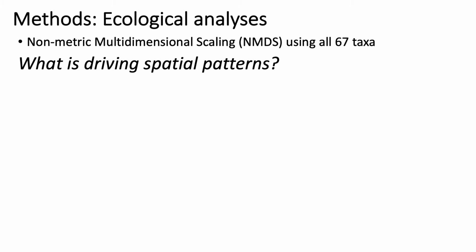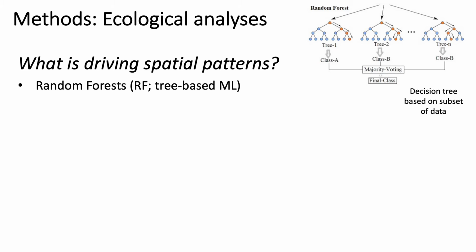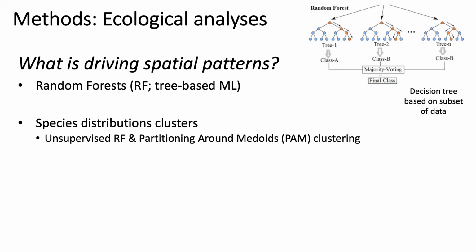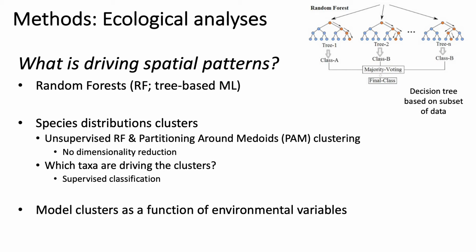Based on that, we then further investigated spatial patterns using random forests, which is a tree-based machine learning approach. Random forests is an ensemble learning method that combines many decision trees that are grown based on random subsets of the data and predictors. We used an unsupervised random forest classification and PAM clustering to find spatial clusters of species distributions. We then used the same taxa distribution to predict the clusters so that we could take advantage of random forest's excellent way of showing which predictors are driving a model. We then used the environmental data to predict the clusters. Environmental data was not used to make the clustering before, so it is interesting to see how the environment agrees with the clusters.